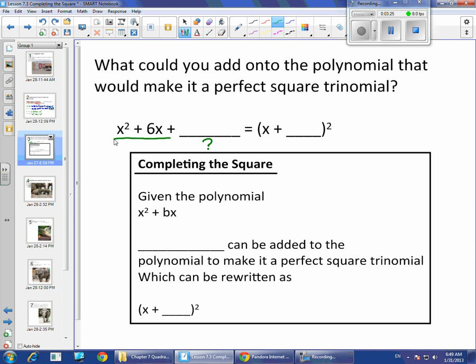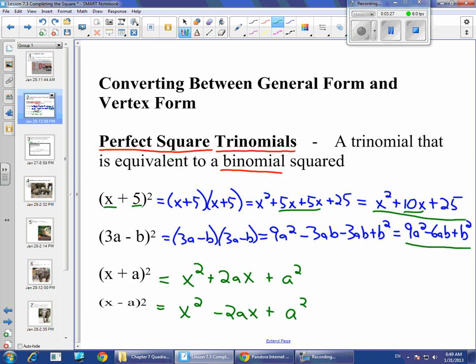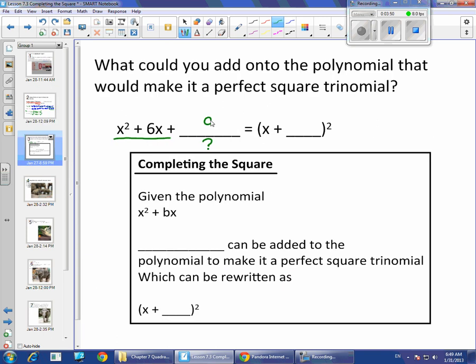Well, compare what we have there to the previous screen. I know that this is x squared, that I have that in my other problem. This is 6x, so what would I have to add on to the end? If you think about it, your a value, if you compare the two, would have to be 3, and then whatever 3 squared is, that's what I need to add on. So I'm going to add on 9.